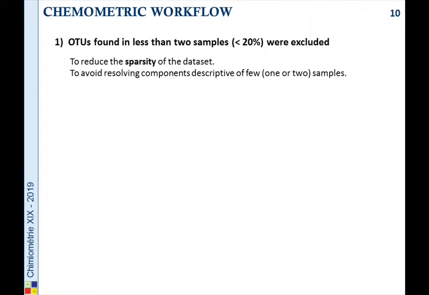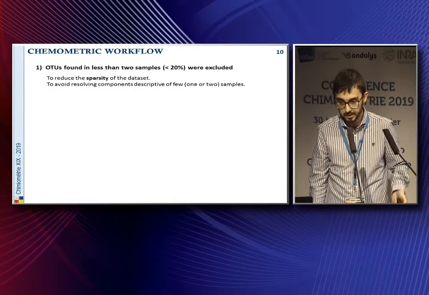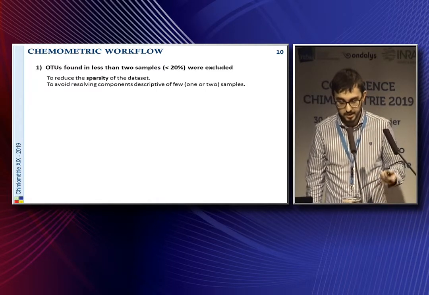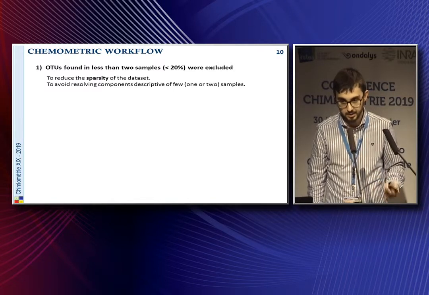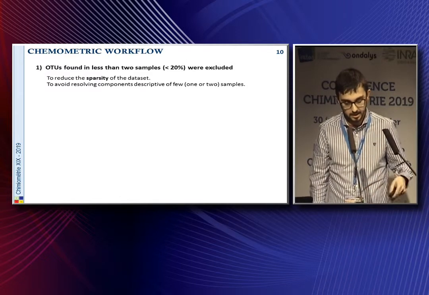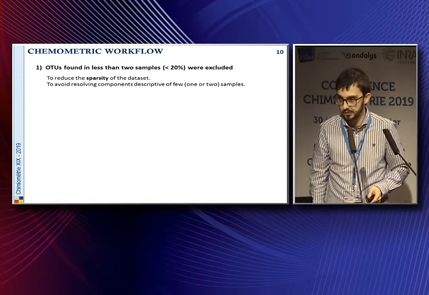It consists of 5 different steps. In the first step, we remove the OTUs that have been found in fewer than 2 samples. We did that just to reduce the sparsity of this dataset, and also to avoid, when we apply the chemometric method, resolving components descriptive of only a few samples.